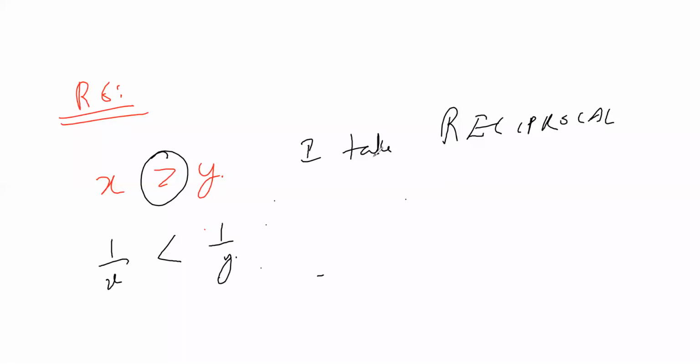Suppose if it is x less than or equal to y. Suppose the question is x less than or equal to y. How do I change this symbol? I just take the reciprocal of the same. 1 by x, and I have to change this symbol. Correct? Greater than or equal to 1 by y.